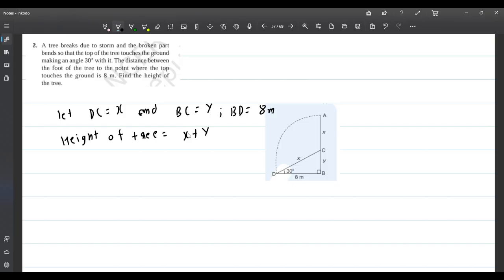So now see, in triangle BCD, CD upon BD is equal to sec 30 degrees.